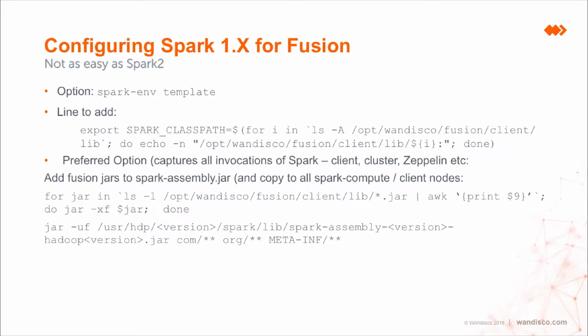Configuring Spark 1.x for Fusion. It's not as easy as Spark2. You have to bundle the Fusion jar files in the Spark assembly jar file. You can see the instructions on this slide. They're also in the product documentation. The point is, when you're doing an implementation or a POC and they are running Spark 1, you have to do this assembly jar packaging, and the documentation explains how to do that.